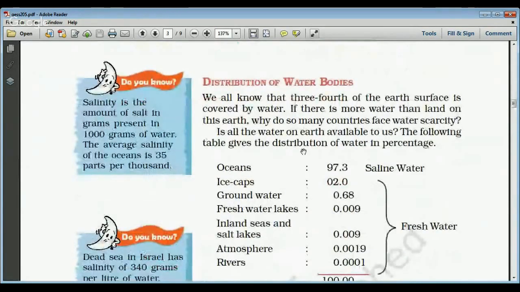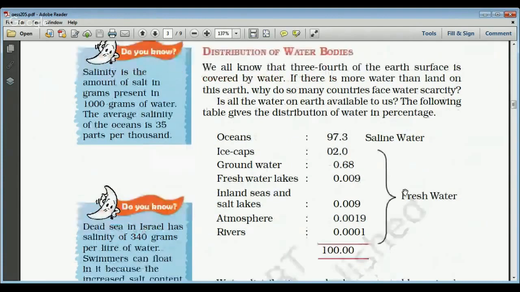So this is the distribution of the total amount of water present on the earth. See, out of 100%, 97.3% is the saline water, and that comes from the oceans and seas. And of the remaining 2.7%, most of the water is in the ice caps and glaciers. So we will be left with only 0.7% water.